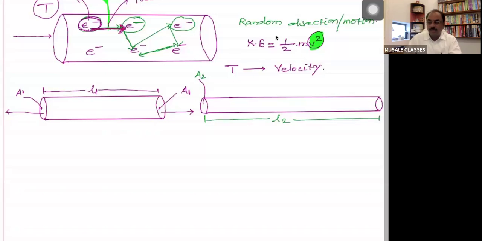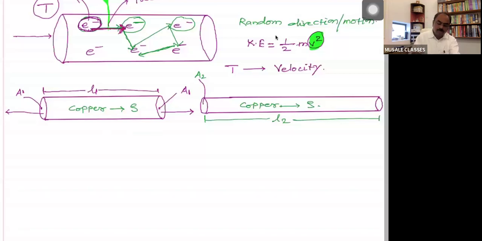Am I changing the material? If this is copper, I have kept this also copper. I am keeping the same material. Since the material is the same, the resistivity is not changing. The nature of the material is the same, that means resistivity is not changing.